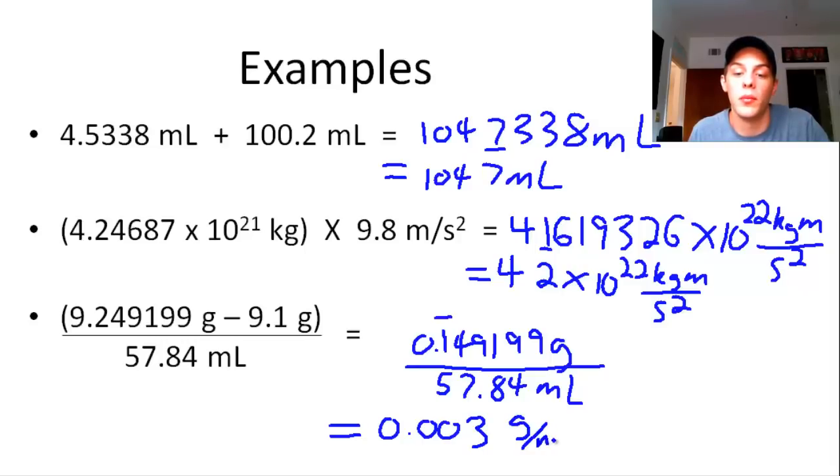grams per milliliter. So that, in a nutshell, is how you use significant figures in calculations.